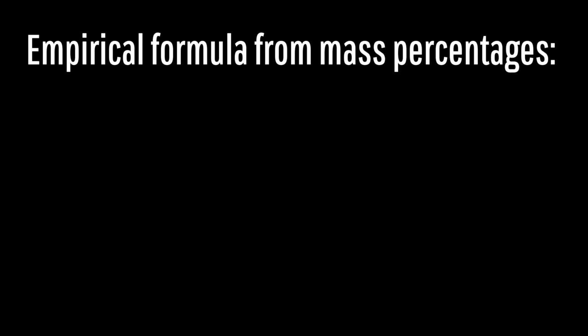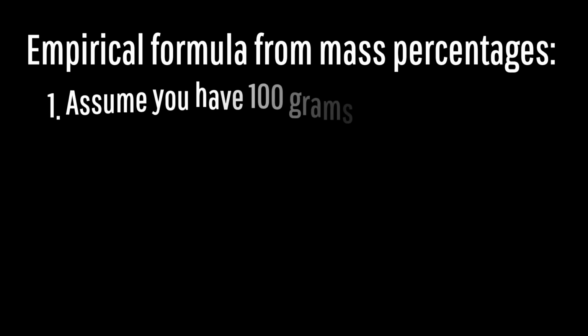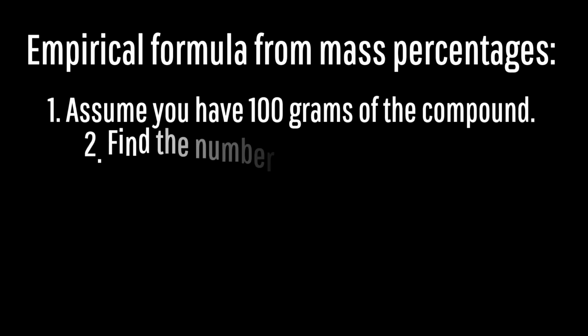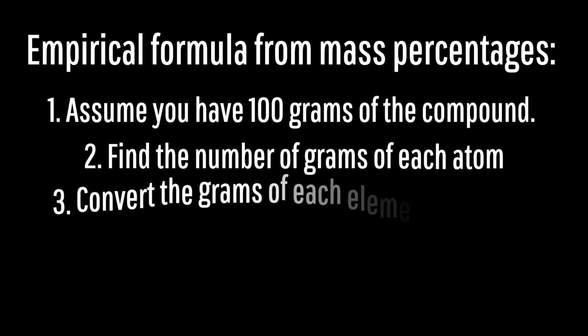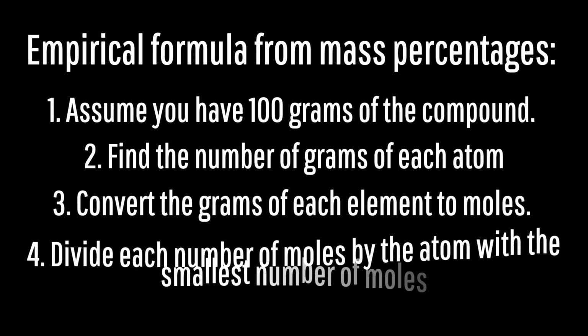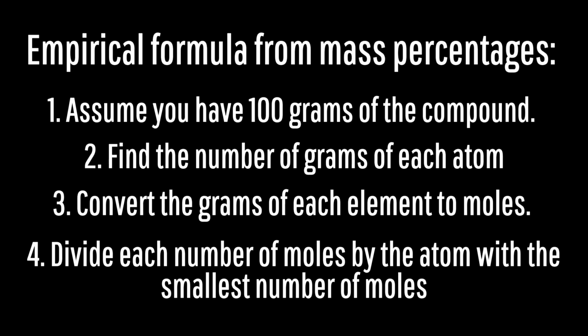And so, using these ratios, we get the formula Na2CO3. Basically, if we're given percentages, we assume 100 grams, find the grams of each atom, convert it to moles, and divide each number of moles by the atom with the smallest number of moles. You could also be given the amount of grams of the different elements in an unknown compound.